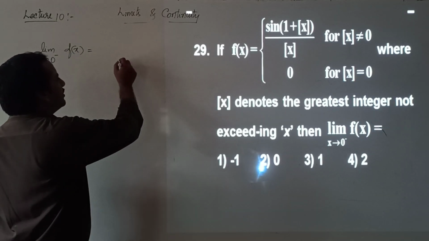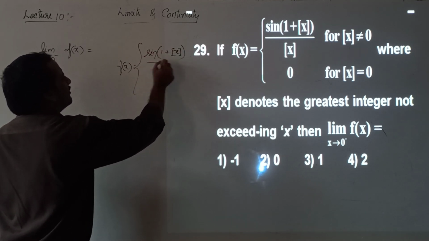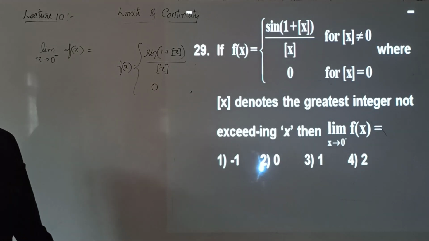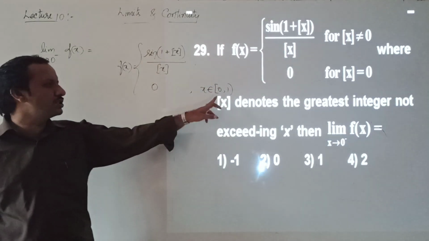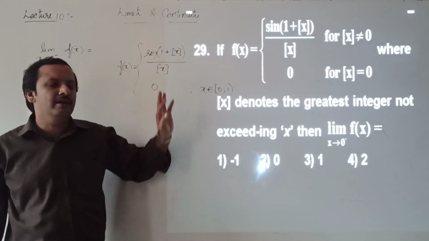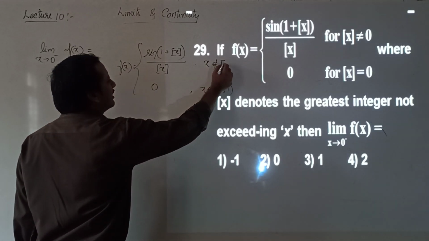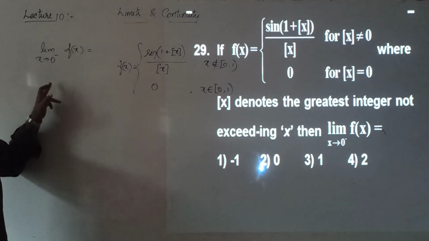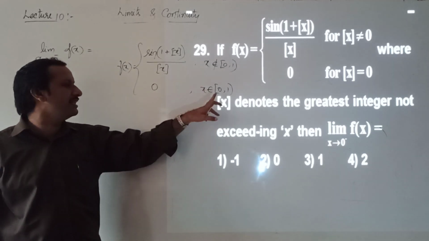So [x] is equal to 0 means what? I can rewrite it in this way. F of x is equal to sine of (1 plus [x]) divided by [x], and 0 for [x] equal to 0. [x] is equal to 0 means where does x lie? X should lie in this interval 0 to 1. Right? Closed at 0, open at 1. Because [x] value at x equal to 0 is 0, but at x equal to 1 it will be equal to 1. And this is if x does not belong to this interval, wherever it lies. So now we are asked to find the left hand limit. When x approaches 0 from left side, that means it is not there in this interval. If you are finding the right hand limit, then this is what you have to consider.